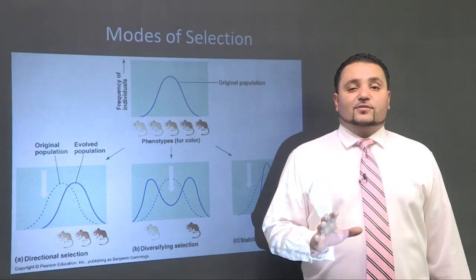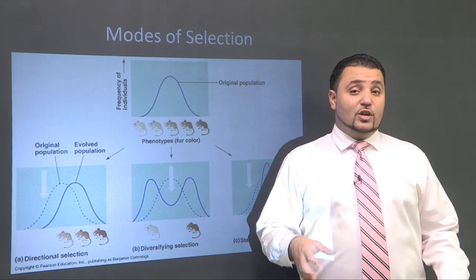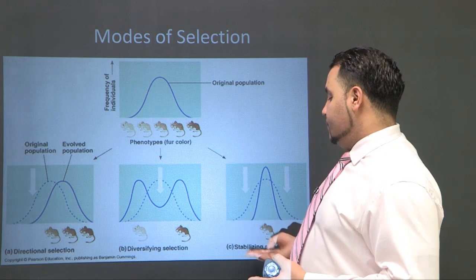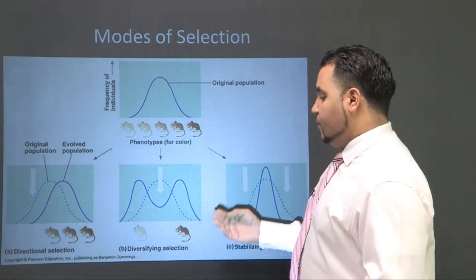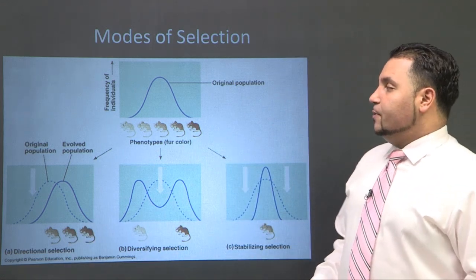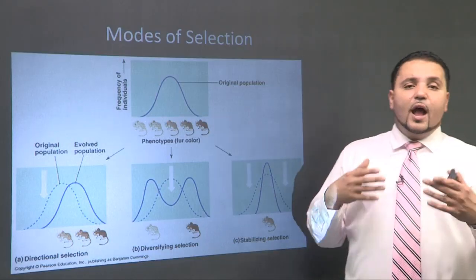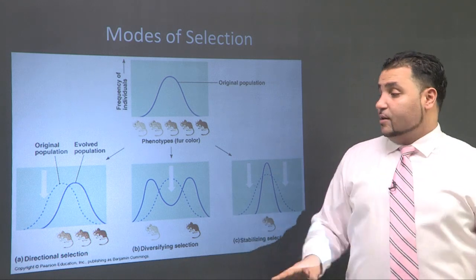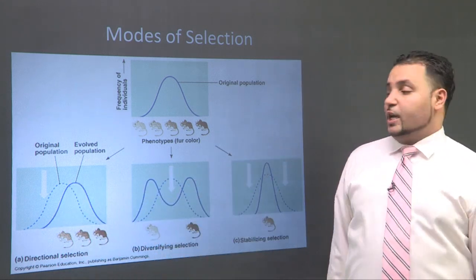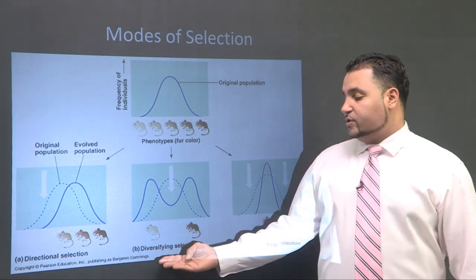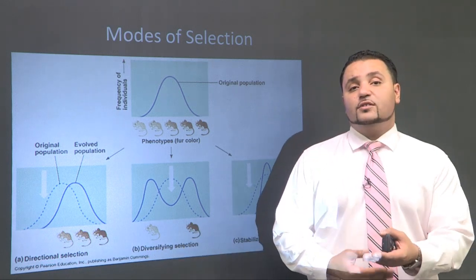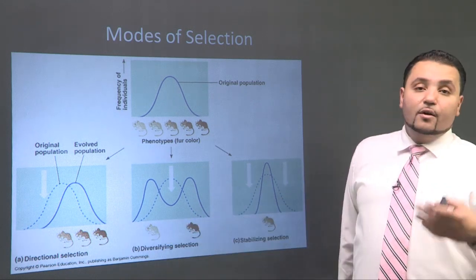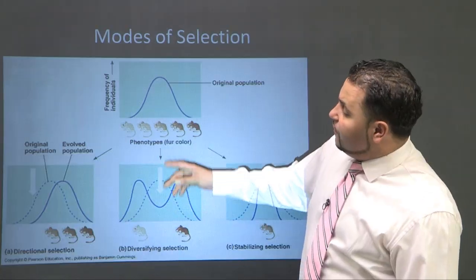Okay, now we have the modes of selection. So there's 3 types of selection you got to know for the AP exam. There's going to be this stabilizing selection, right? We have directional selection and diversifying selection. Really simple. Just remember your original population and which way the graph goes. In directional selection, it'll go one or the other way. That's easy to see, but it stays about the same shape. The shape changes when we go to diversifying selection, or also known as disruptive selection, where the 2 extremes of the phenotypes are expressed, and then very little of the mean population.